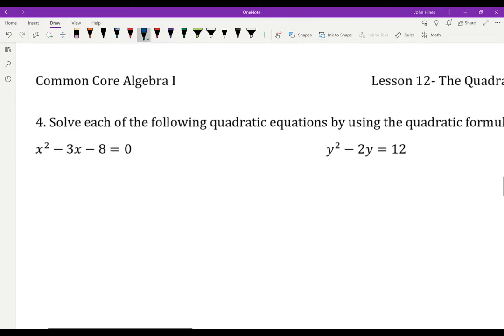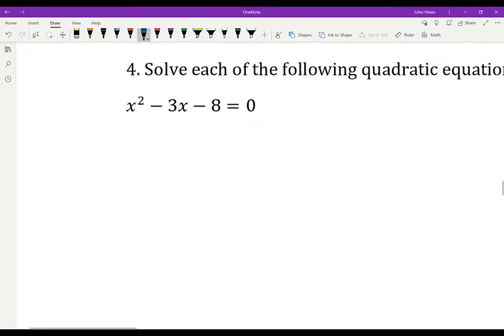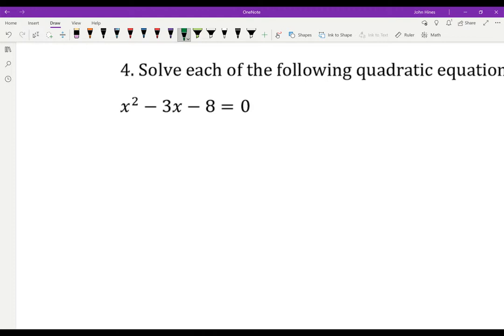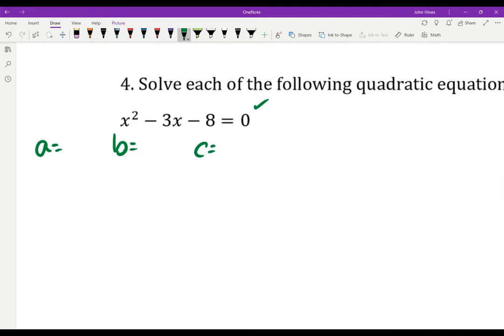Solve each of these quadratic equations by using the quadratic formula. So first thing, is it equal to 0? Yes, it is. So now I need those coefficients. Give me an a, give me a b, give me a c. What a is in front of x squared? What number is there? 1. b is in front of x. The negative comes with it. c is the constant term, -8.